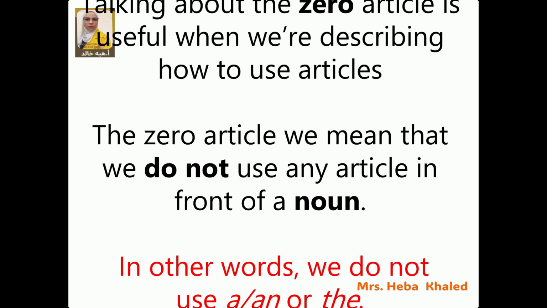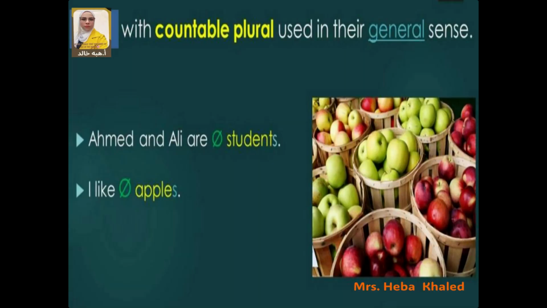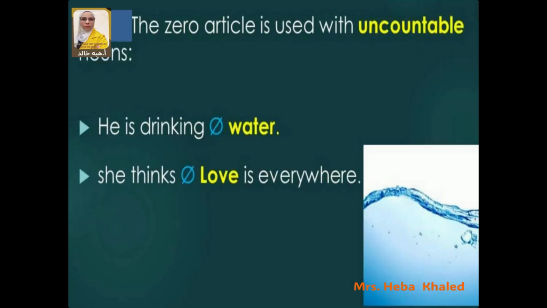We mean that we don't use any article in front of a noun. In other words, we don't use a, an, or the. What does this mean? Look, Ahmed and Ali are students. I cannot say an students or a students or the students. I'm talking about them in a general sense. In a general sense, I like apples. Apples in general. I like any apples: red, green, yellow, any apples.